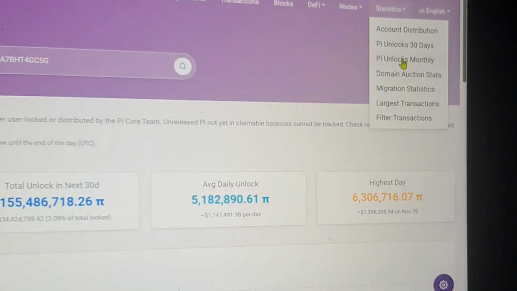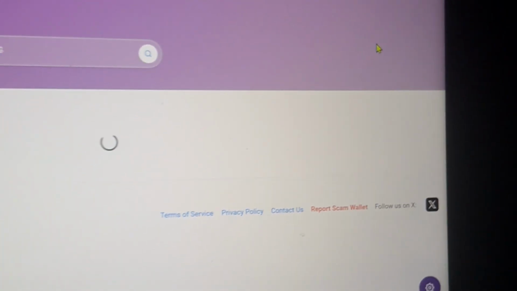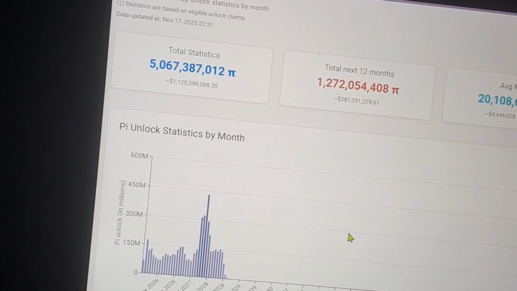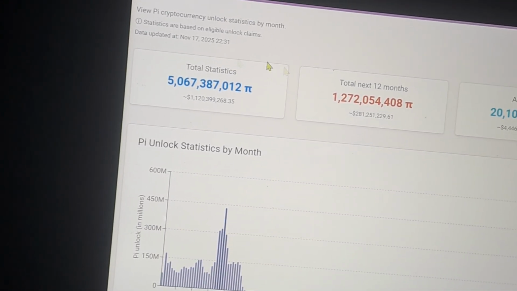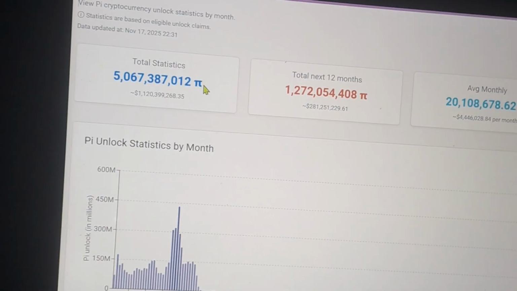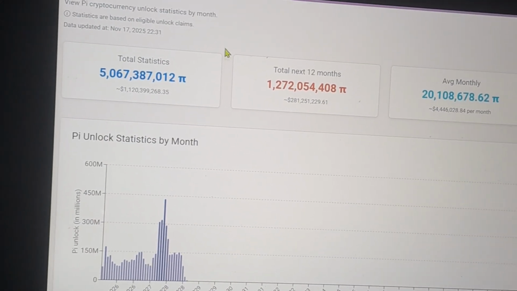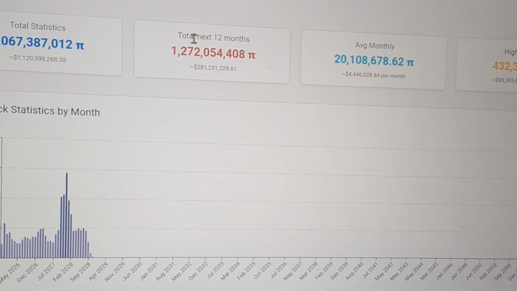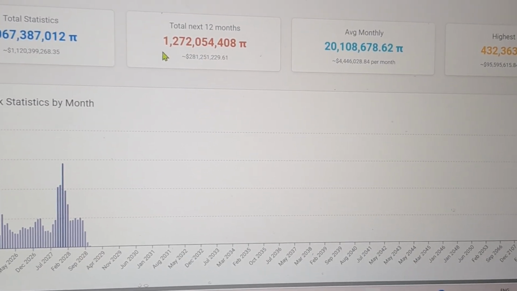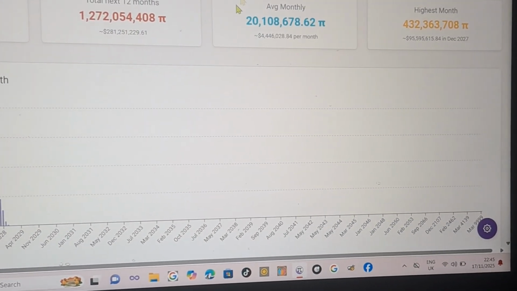Okay, let's also check the monthly unlocks. This is the amount of Pi that unlocks monthly. Every month is accounted for here. As you can see, we still have this total statistics. This is the locked amount total for the next 12 months, this is what's supposed to unlock in total, and the average monthly unlock is here, and the highest unlock in a month, this one here.